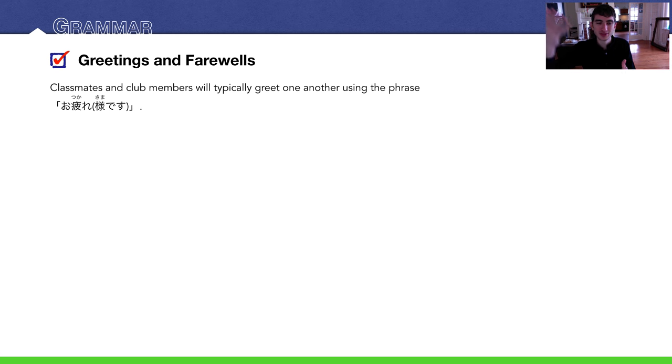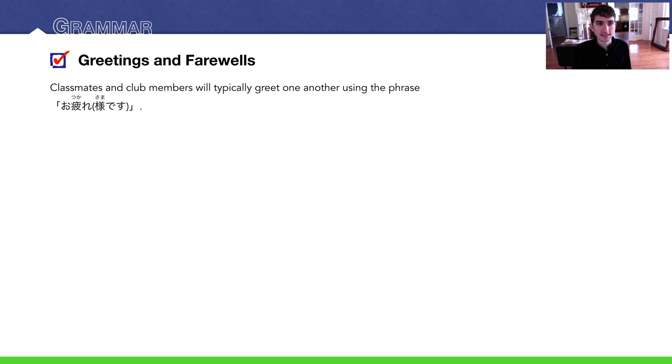They have more experience than you. So you would say to your senpai, if you see them on campus, or outside of campus, wherever, otsukaresama desu. And they might say back to you, otsukare, or otsukaresama, otsukaresama desu. They can say really whatever they want to you. That's just Japanese society and culture.